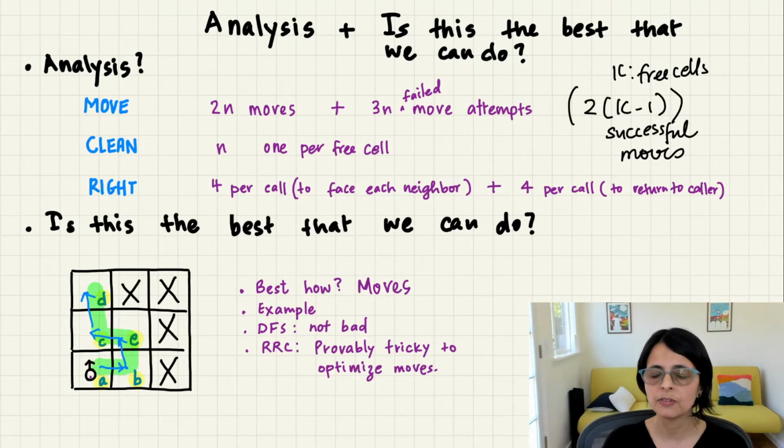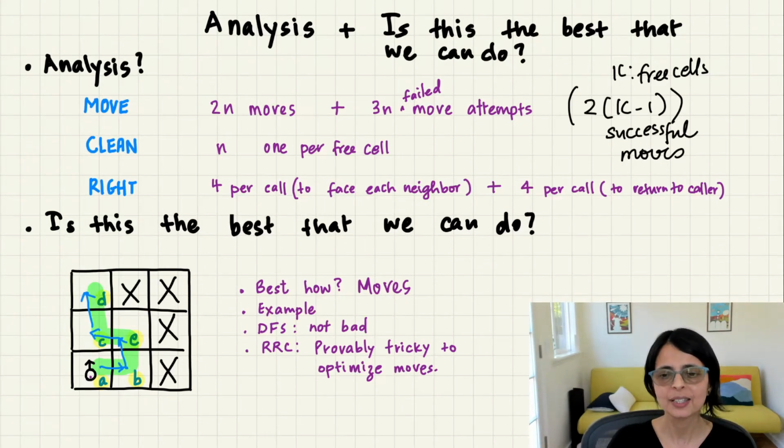I think if there are K free cells, the optimal number of moves will be just K minus 1 moves. And DFS is definitely going to do 2 times K minus 1. So one way to look at it is, it's not bad. We are within a factor of 2 of the best possible number of moves.